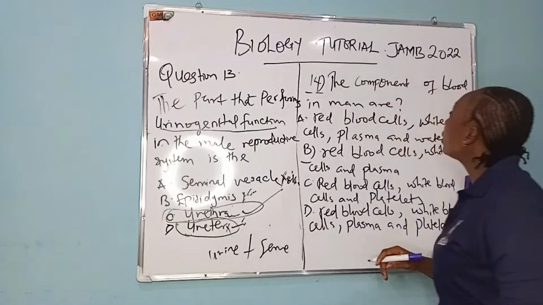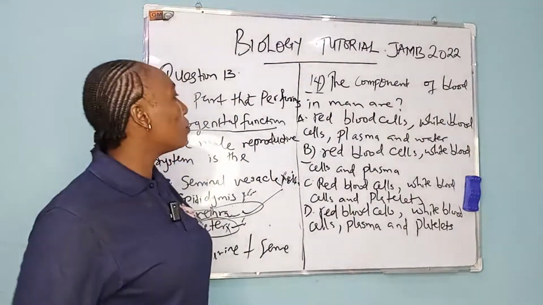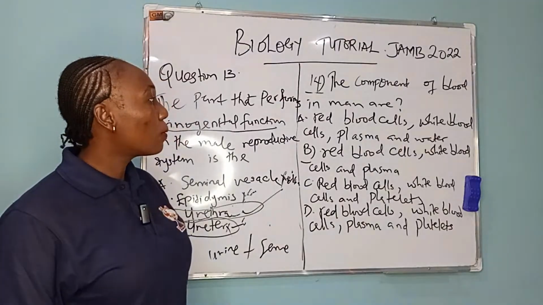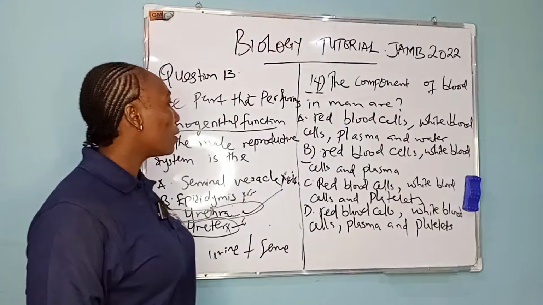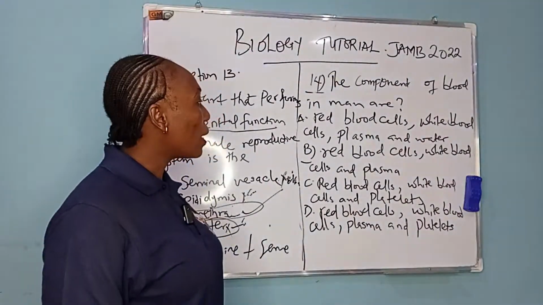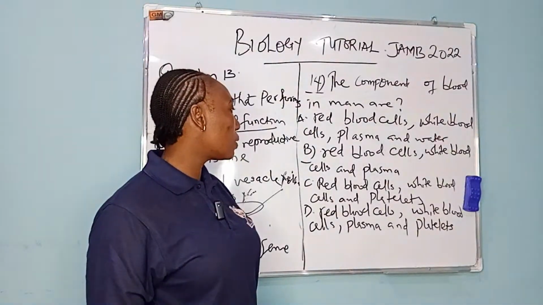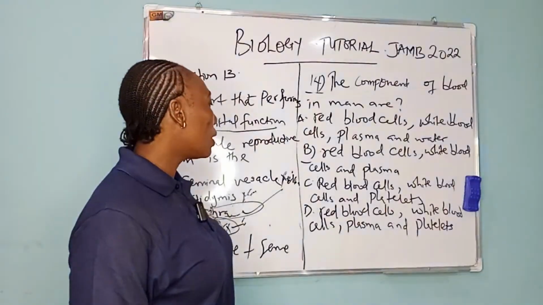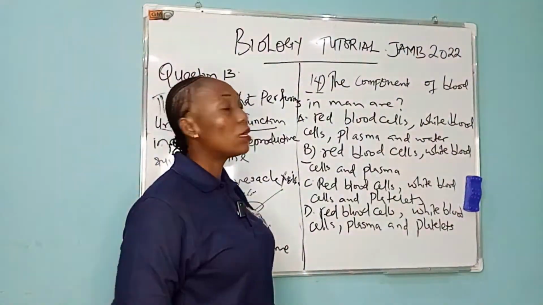Okay, question 14, let me take it. The components of blood in man are A, red blood cells, white blood cells, plasma, and water. B, red blood cells, white blood cells, and plasma. C, red blood cells, white blood cells, and platelets. D, red blood cells, white blood cells, plasma, and platelets.